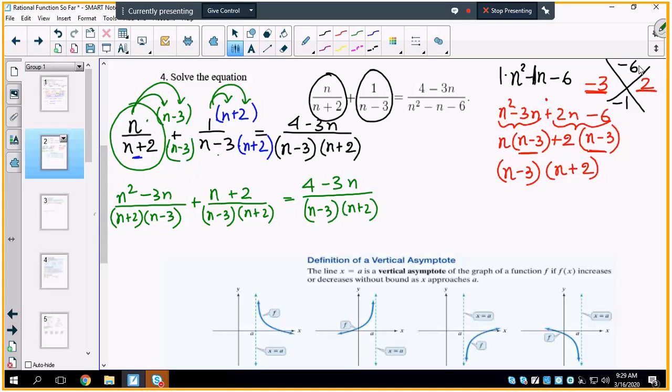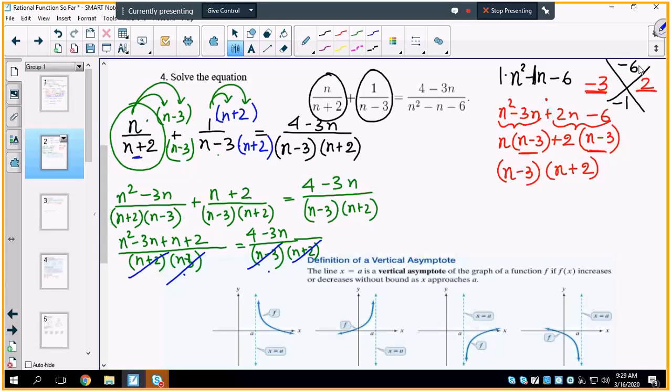Now on the left-hand side I can combine terms. I will get n squared minus 3n plus n plus 2. These are the terms at the top. Bottom, I will just write one of them, the common denominator, n plus 2 times n minus 3. And set it equal to the right-hand side, 4 minus 3n over n minus 3 times n plus 2. Now, if you look a little closely at the two expressions on the two sides, you will see both of them have n minus 3 on the bottom. So what do I do? Cancel them. Both of them have n plus 2 on the bottom. What do I do? I cancel it.